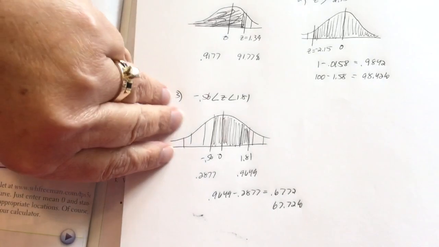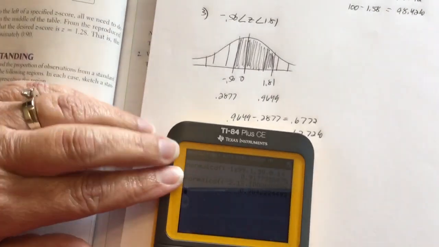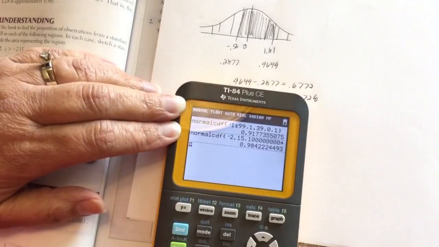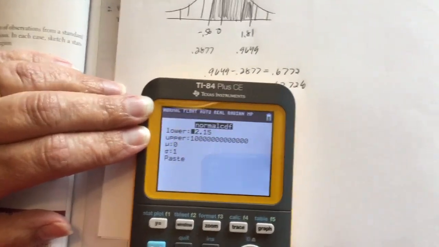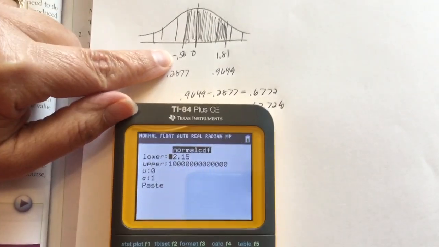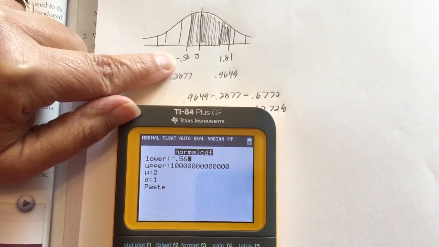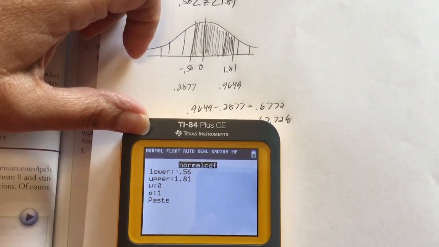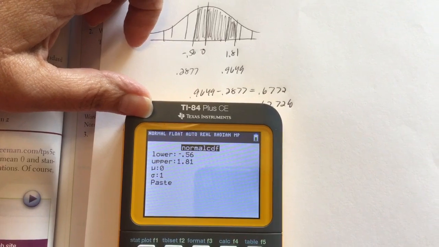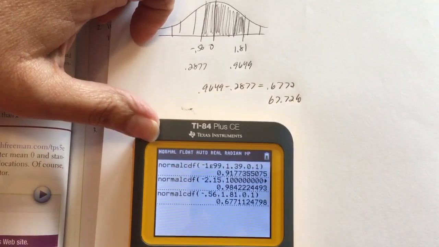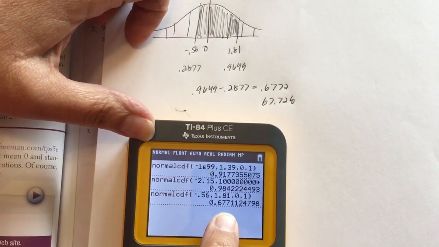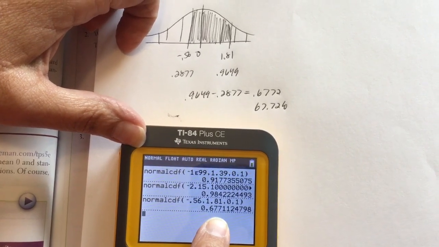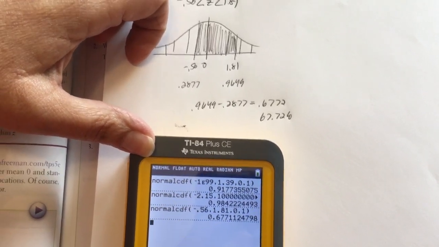Okay, a little cumbersome using the table, but in the calculator, it's so quick and painless. So second vars, normal CDF. My lowest possible value in the shaded area is negative 0.56. My largest is 1.81. Mean is 0, standard deviation is 1. Paste this, and I get my answer. A little difference with the rounding, but whatever. Okay. Is everybody good? You good?